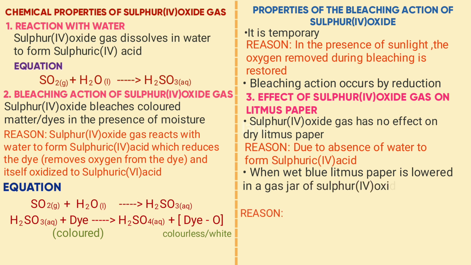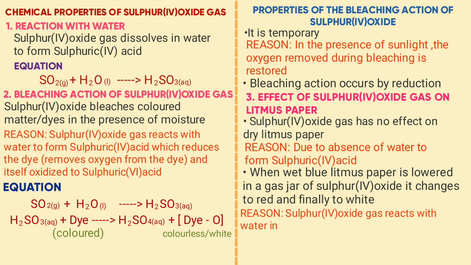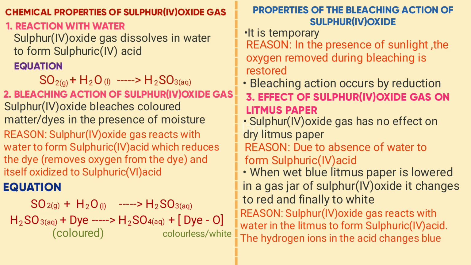Reason is the sulfur 4 oxide gas reacts with water in the litmus paper to form sulfuric 4 acid. The presence of hydrogen ions changes blue litmus paper red. The sulfite ion in the acid reduces the dye, the litmus paper, to white.